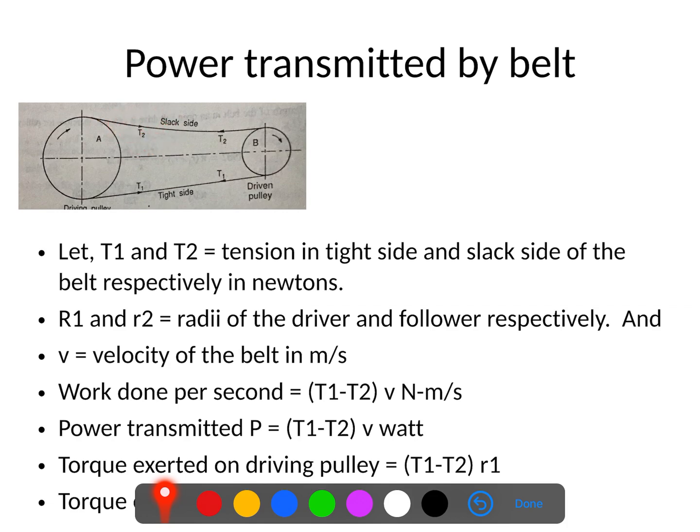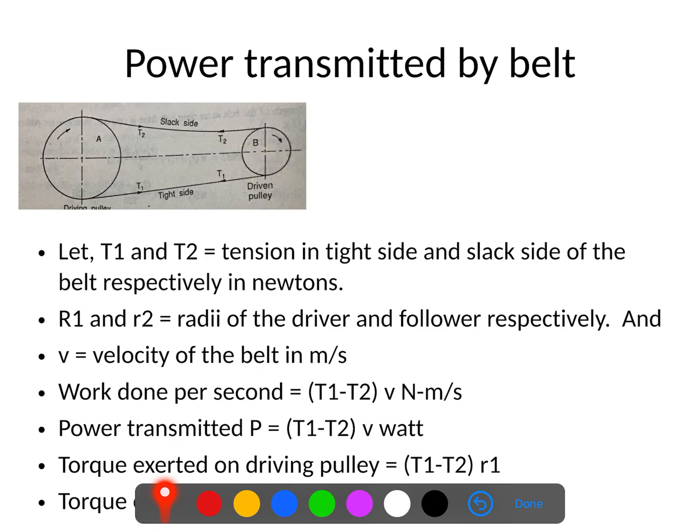Now suppose T1 and T2 are the tensions in the tight side and the slack side of the belt respectively, and this tension is given in Newton. Similarly, R1 and R2 are the radii of the driver pulley and the driven pulley, which many times we call a follower.